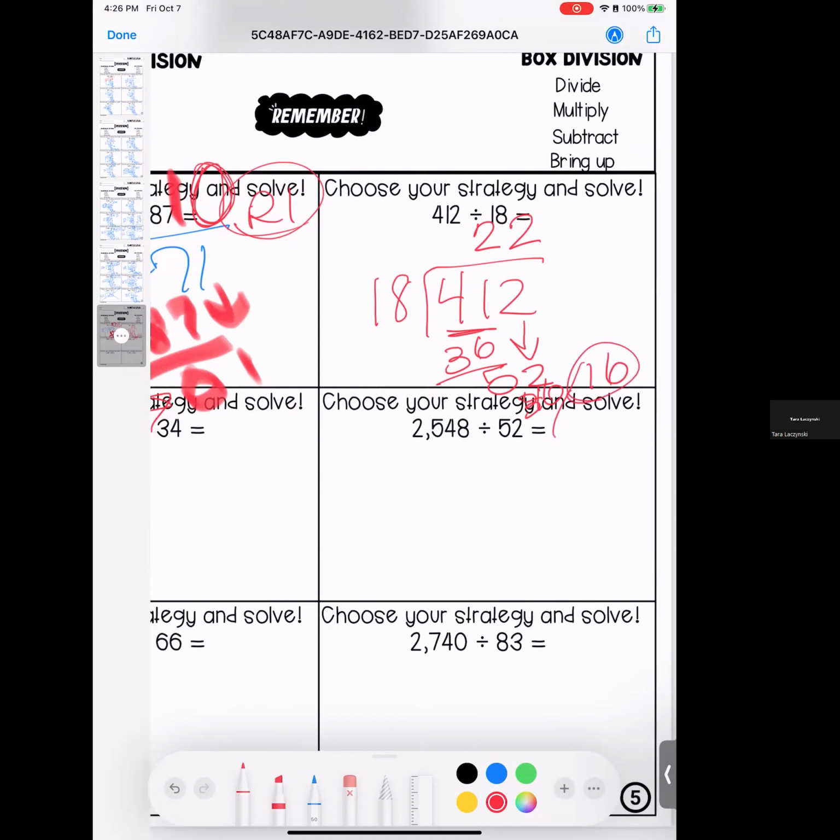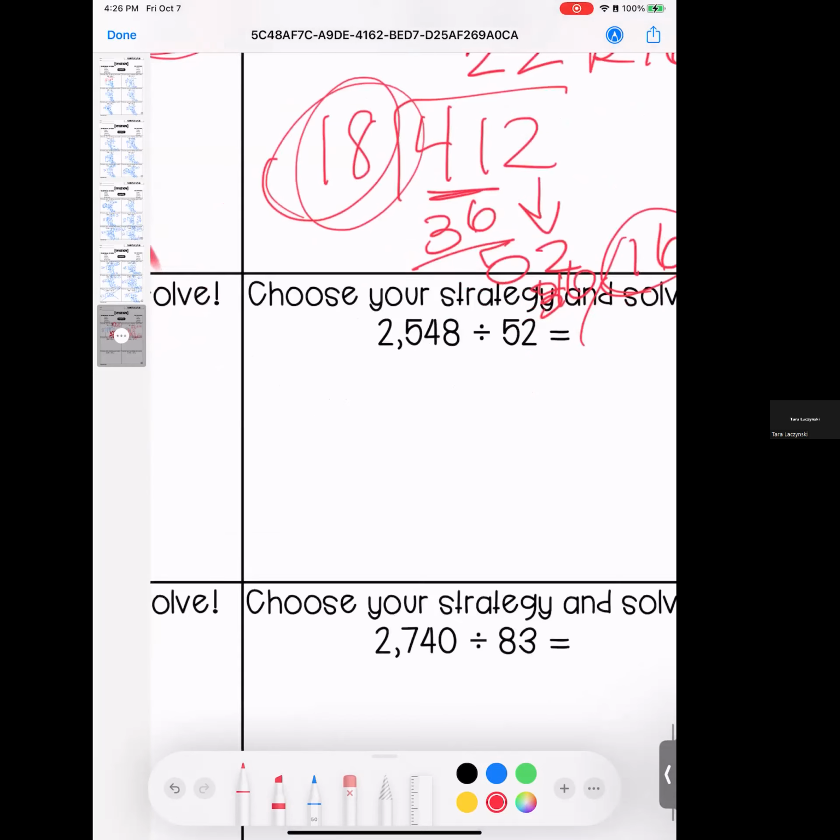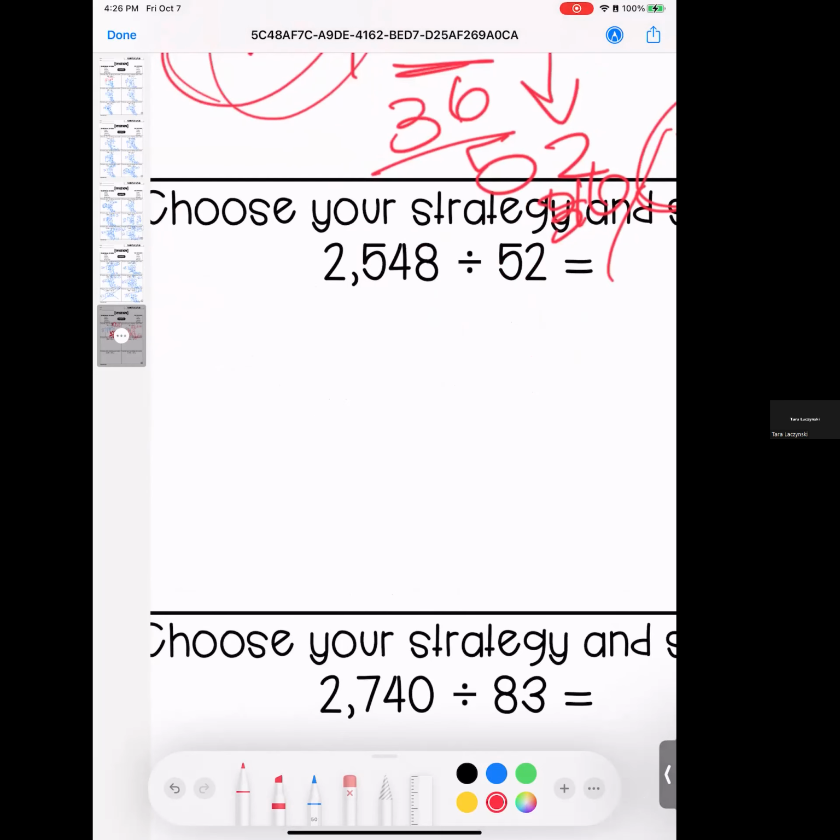Now, I know that feels like a big remainder, but remember our rules. If it is smaller than what we're dividing by, then that is A-okay. This is going to be 22 with a remainder of 16. All right, another big one.